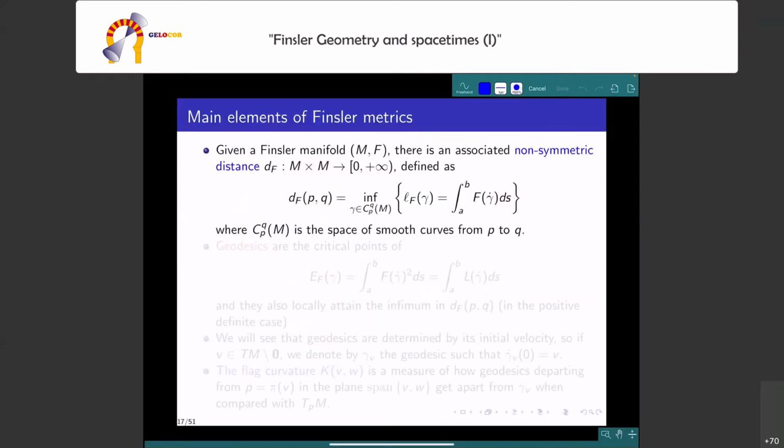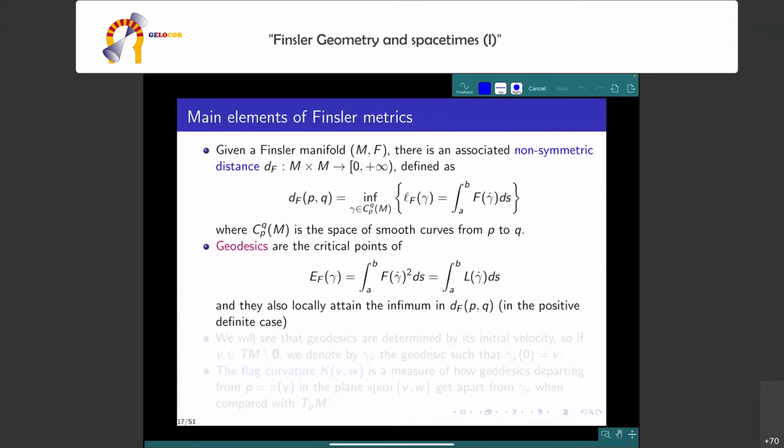So, well, let us discuss the main elements of Finsler metrics. In first place, there is an associated non-symmetric distance, which is computed just as the infimum of the length of the curves between two given points, P and Q.